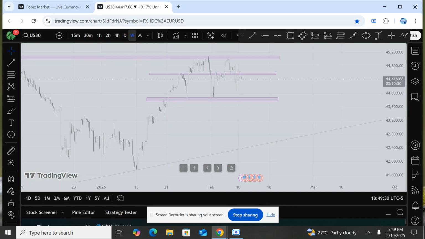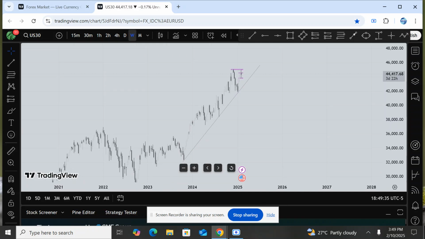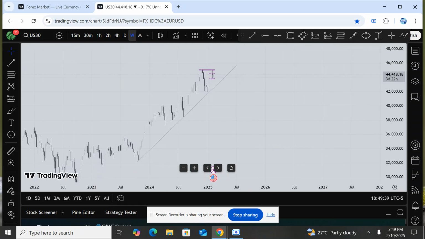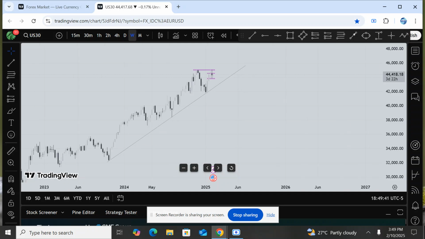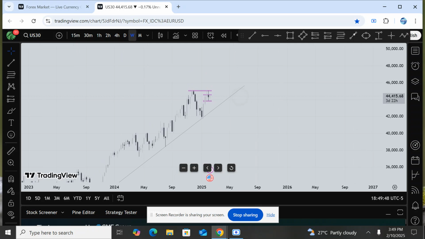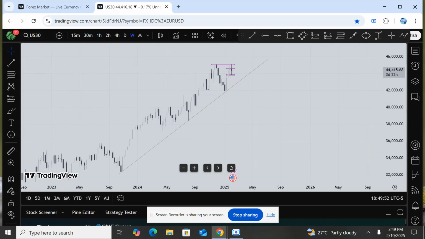So move over to the weekly time frame. Let's do our top down analysis. We see it's quite visible that US 30 has been bullish all along, just like the way gold is bullish. So US 30 has been bullish. Just look at it, it's now forming a double top.